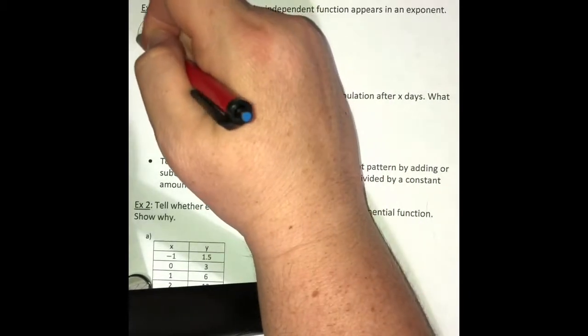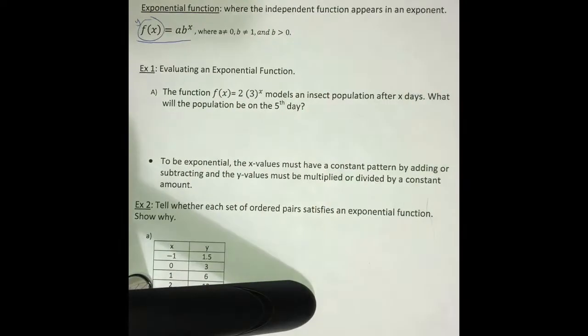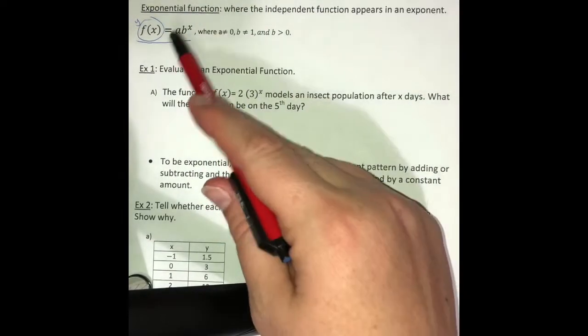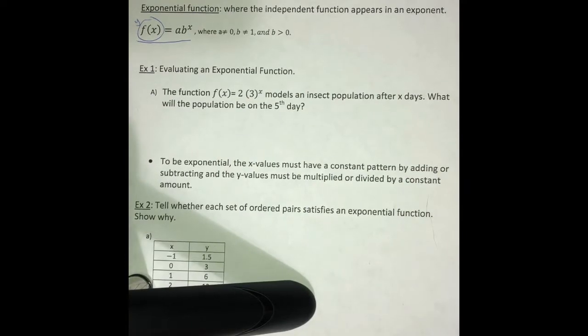And remember, f of x just means y. Okay, so don't let that confuse you. So that's just y equals a times b, and a and b will be numbers, and then x has to be an exponent.